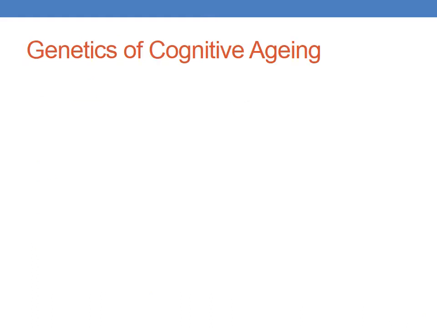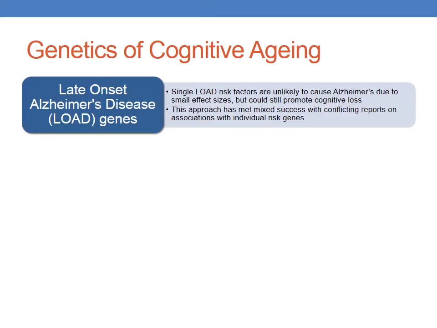So, in understanding some of the sources of variation for this heterogeneity in cognitive aging, one of these is of course going to be genetic. And there have been a number of approaches utilised to investigate potential genes that could be associated with cognition. One approach is to look at late onset Alzheimer's disease genes. Since 2000, about 10 genes have been identified as associated with late onset Alzheimer's disease.